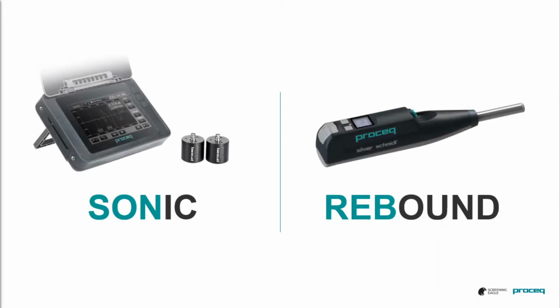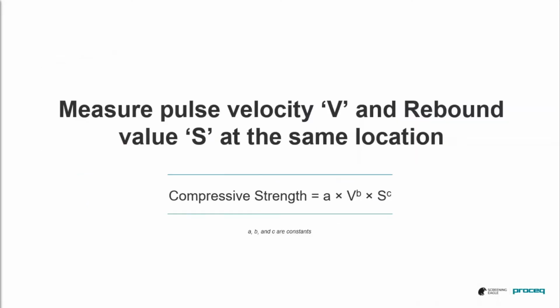And why do people do this test? You have a compressive strength formula. It's based on this type of formula. V here is the pulse velocity. S is the rebound hammer value. That comes from the Italian word sclerometro, which is a rebound hammer in Italian. That's why it's written as an S there. But they did say in Europe they were the first to really do a lot of testing with this method.